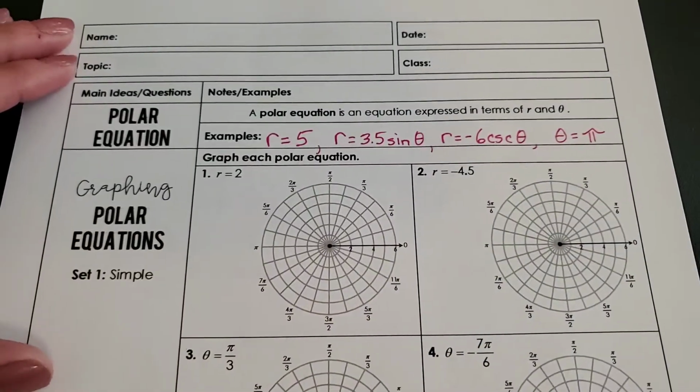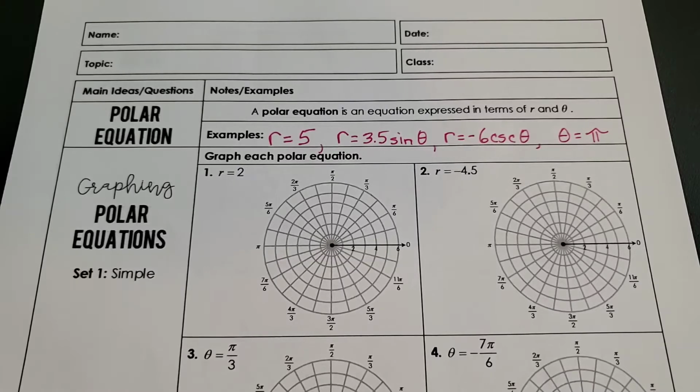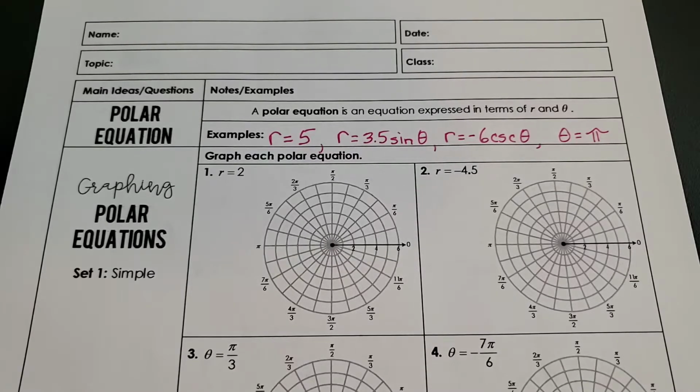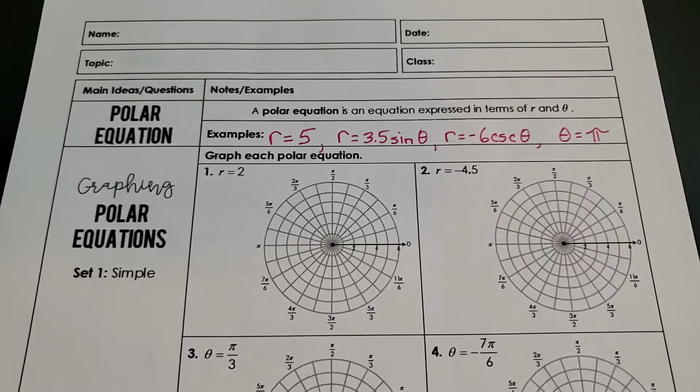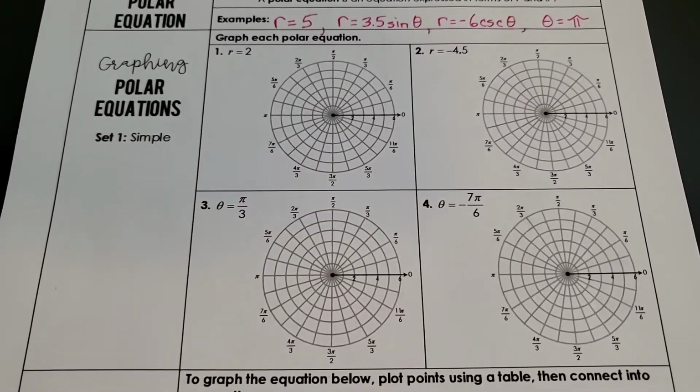Theta equals pi. So our job will be to explore different types of equations and see their resulting graphs, to see if we can make some generalizations about their characteristics. And that's what we'll be doing over the next couple of lessons. We're going to just look at some simple graphs here.